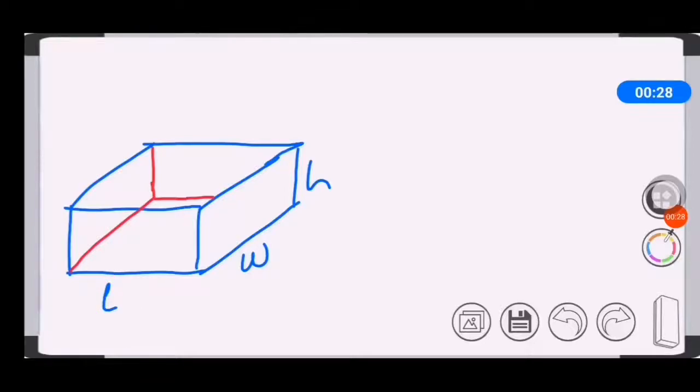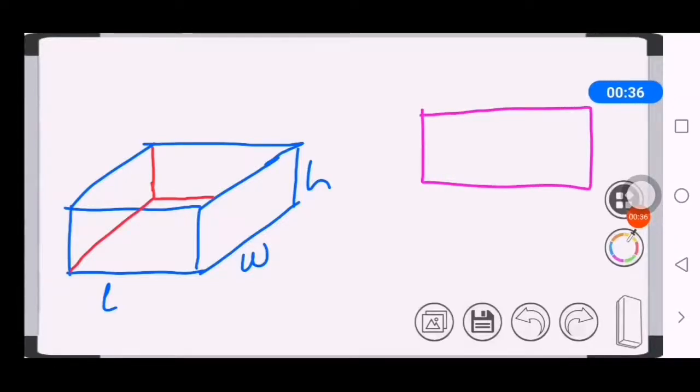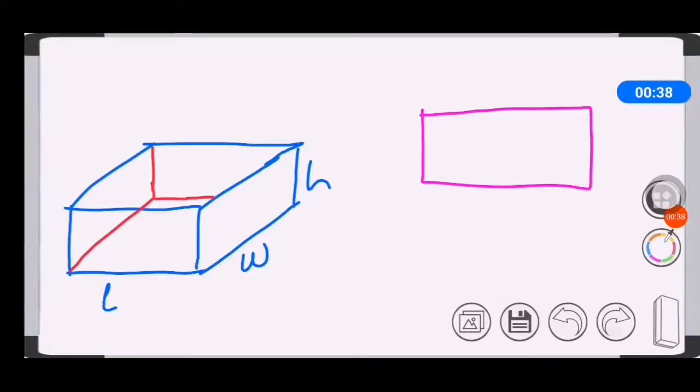Now, to find the surface area, we're going to deploy the concept of finding the area of a rectangle. If you do not know how to find the area of a rectangle, please look through the description. You'll find a link to that video. Kindly watch it before you continue with this.